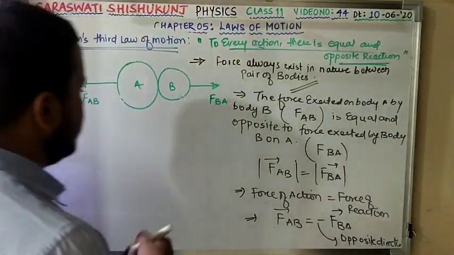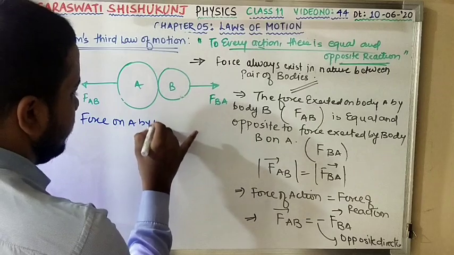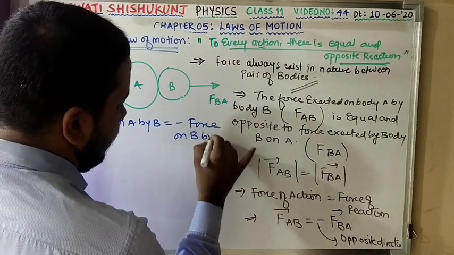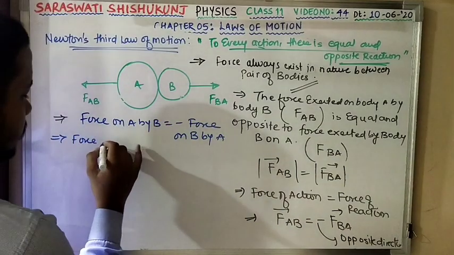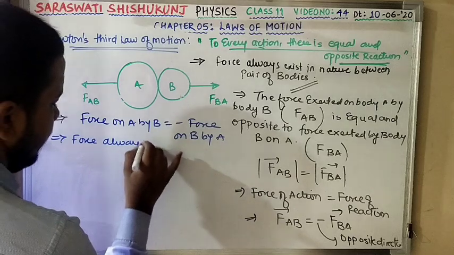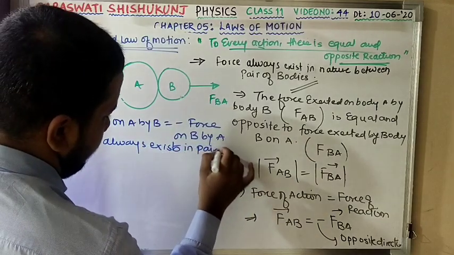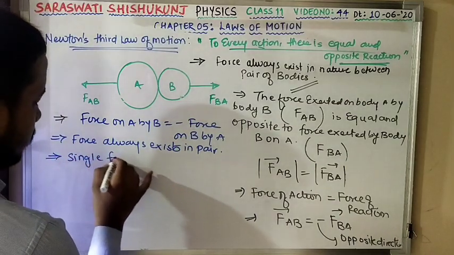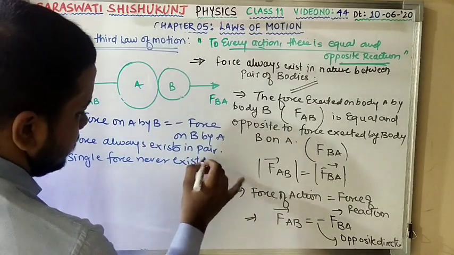So I can write over here that force exerted on A by B is equal to minus force on B by A. Clear? Force always exerts in pair. Single force never exists. This is my conclusion.